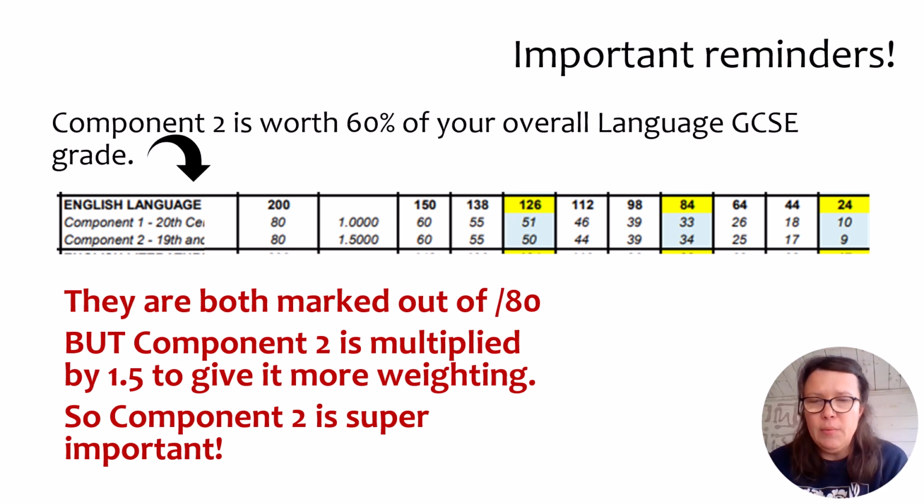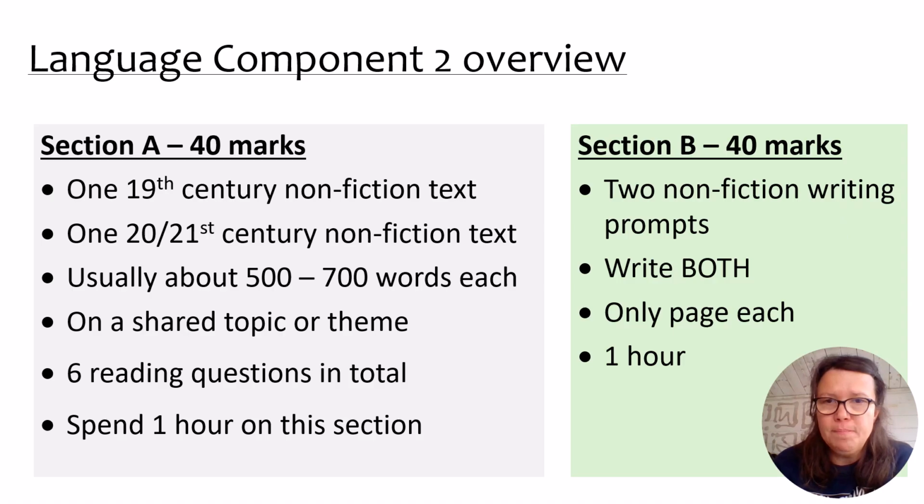So quick overview, then we're going to go through questions 1 and 2. So 2 hours, you need to spend an hour on each section. Section A is the reading section. You get a 19th century text, so something written in the 1800s, and you get a 20th, 21st century text, generally an article that's been written in the last sort of 20 or 30 years.